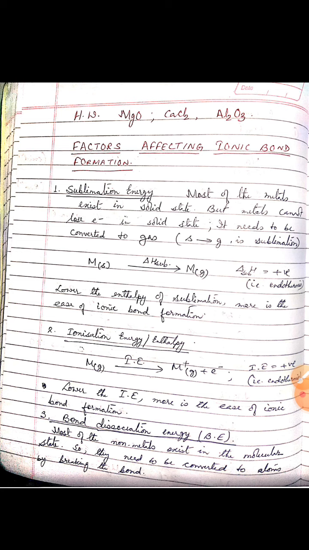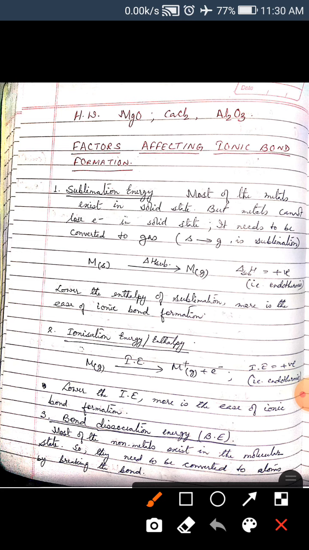If you require a lot of energy to convert them to gaseous state, then it will not be a favorable condition for ionic bond formation. You can see we have written here, lower the enthalpy of sublimation, more is the tendency of ionic bond formation. Okay, so now you got the metal in the gaseous state. Now the metal has to lose electron.